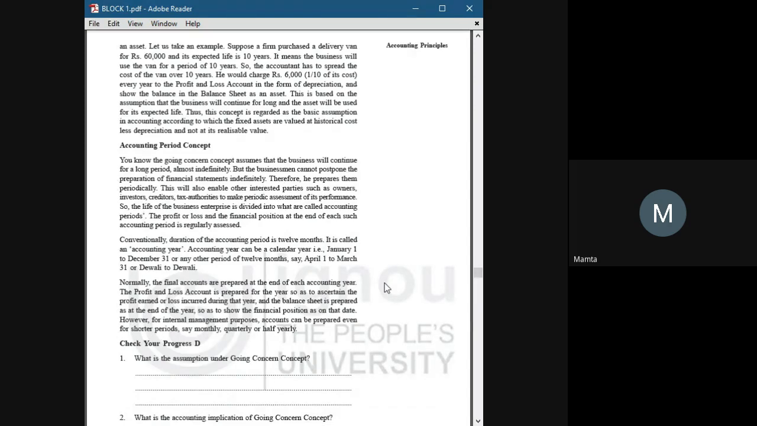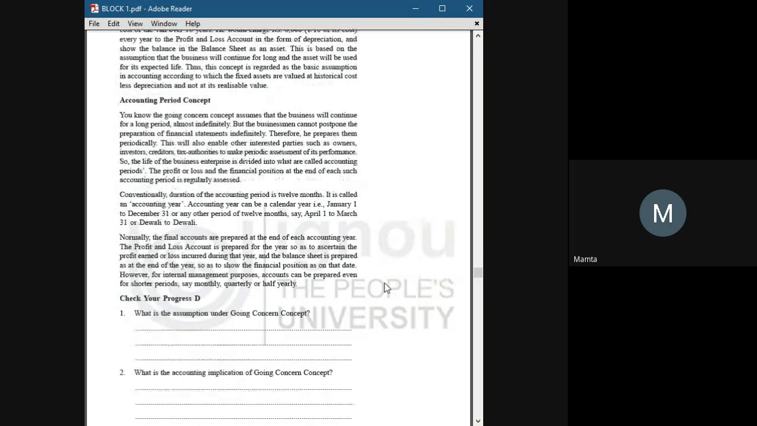Every business performs this activity. So preparation of final accounts on a regular basis, in every year, is known as the accounting period concept, that we should continue analyzing our transactions or our accounts.